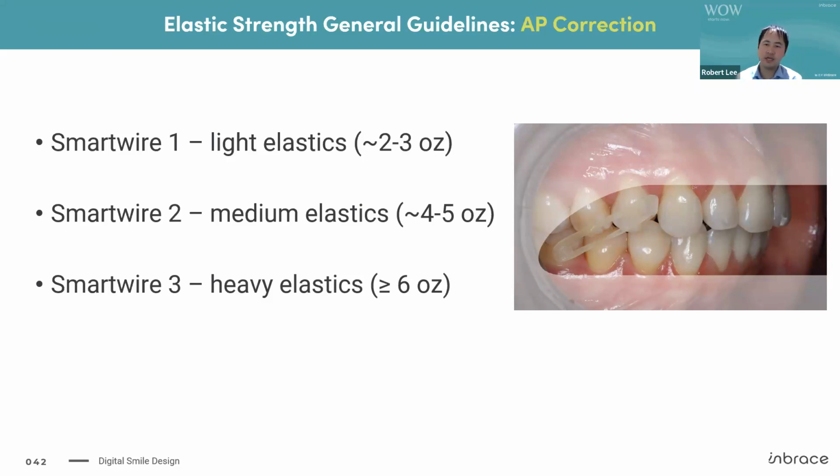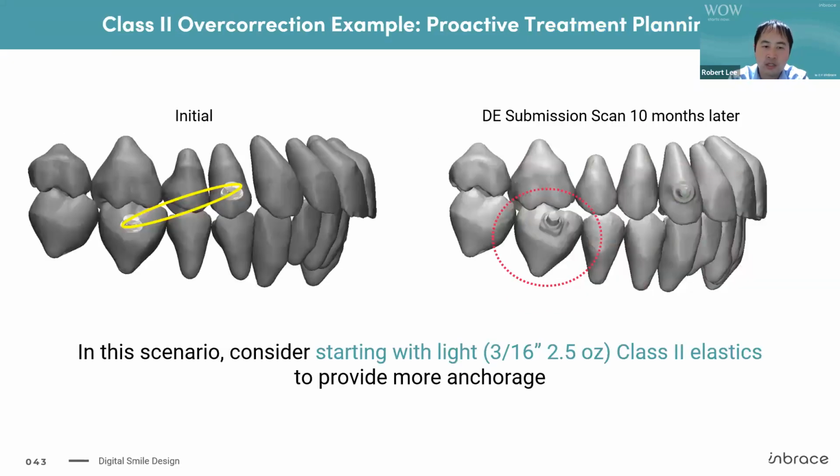And these are the type of cases, especially when they're spacing, that you may want to consider starting with light elastics in SmartWire 1 to increase your anchorage, because you always have to remember that with InBrace, the spaces will close starting from day 1, because the IP loops are going to be activated to close the spaces. So the spaces are generally going to close reciprocally. And in a case like this, where you have a class 2, you actually want to increase your upper molar anchorage. So one way to do this very easily is to add some class 2 elastics early on.